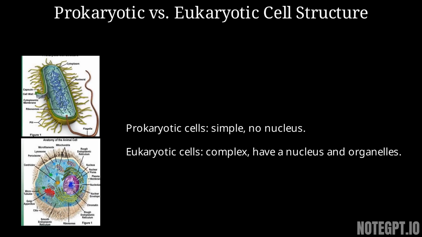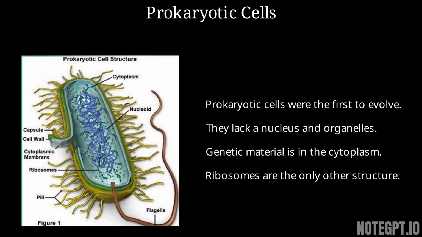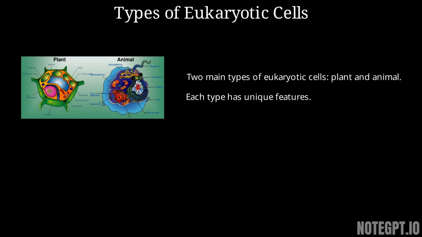Prokaryotic cells have a simple structure without a nucleus, while eukaryotic cells have complex structures with a nucleus and various organelles. Prokaryotic cells are believed to be the first cells to evolve. They lack a membrane-bound nucleus and organelles. Their genetic material is free in the cytoplasm, and ribosomes are their only other structure. There are two major types of eukaryotic cells: plant cells and animal cells. Each has unique structures and functions.